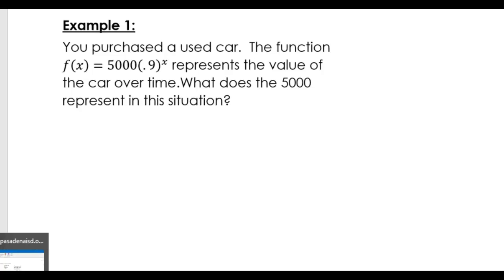So if you don't want to write down the whole problem, let's write down the keywords. You purchased a used car, and this is the equation representing the value of the car over time. What does the 5,000 represent in this situation? What is it telling me?